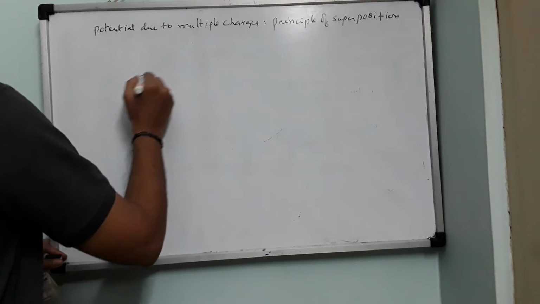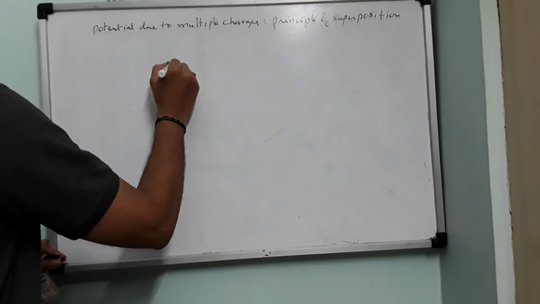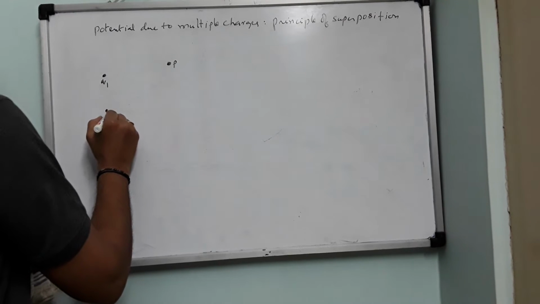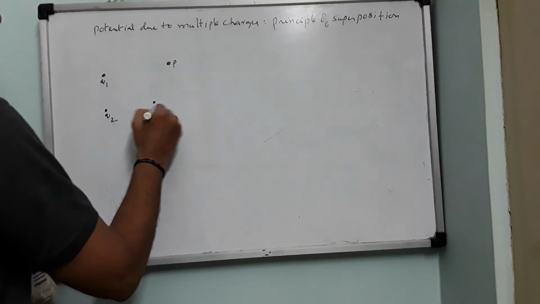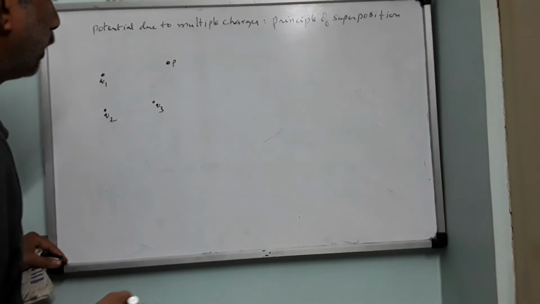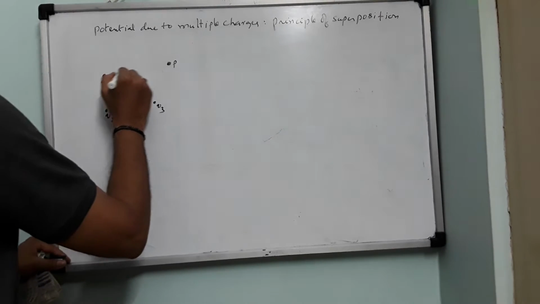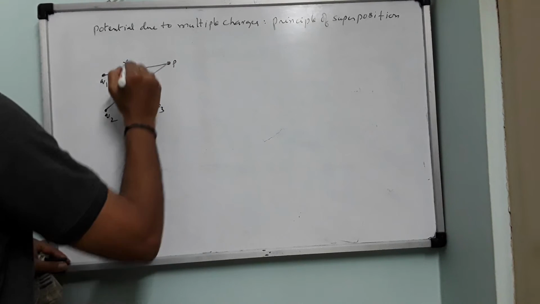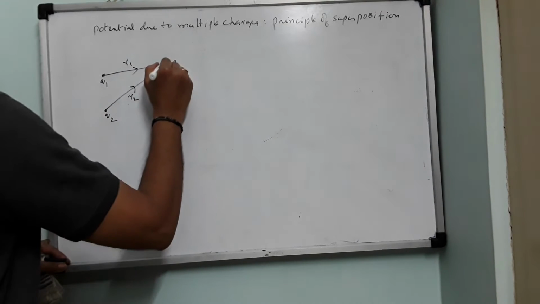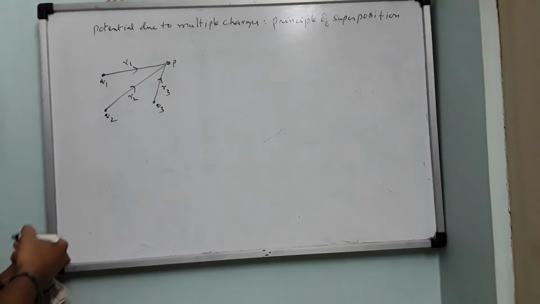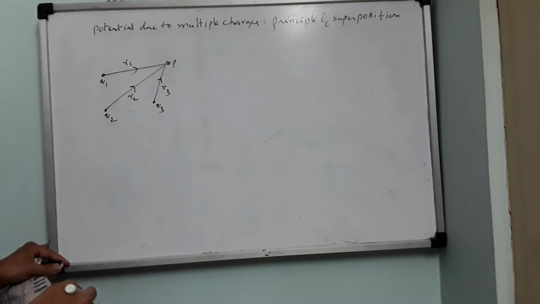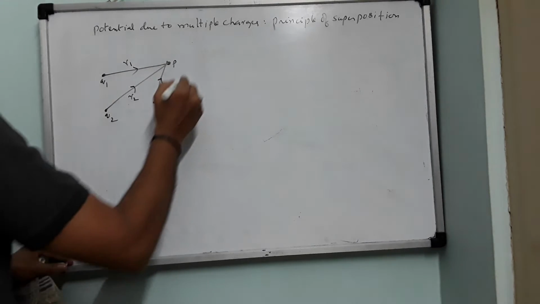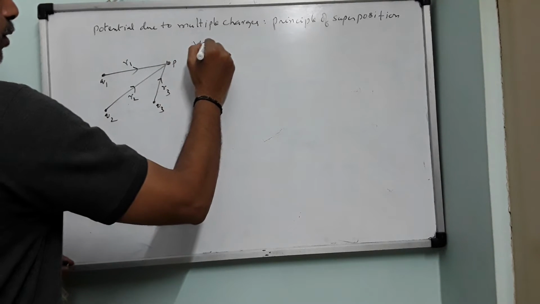Suppose here is a point P, and here there is a charge Q1, and here there is another charge Q2, here there is another charge Q3. We will take only 3 and we will extend to any number of charges. Q1 is located at distance R1 from P, Q2 is located at distance R2, and this is R3.